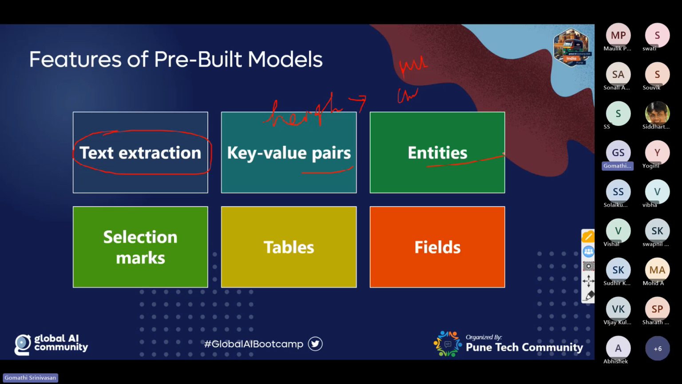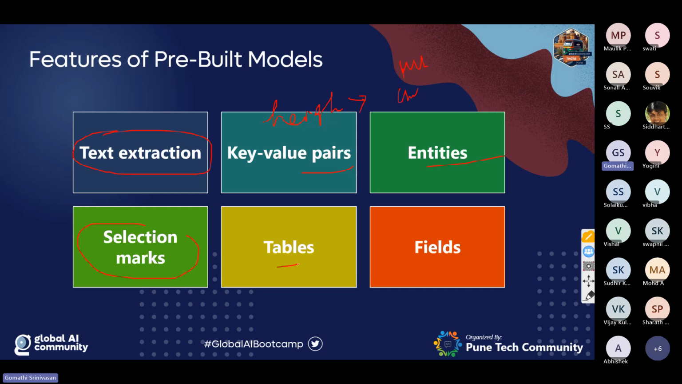Next one is entities. Text that includes common, more complex data structure can be extracted as entities. So entity types include people, location, date, and everything. Next one is the selection marks. Spans of text that indicates a choice can be extracted by some models as a selection mark. Specifically, you are selecting something, for example, like a radio button or a checkbox. You have to get it from the selection marks. So that is possible from the pre-built model.